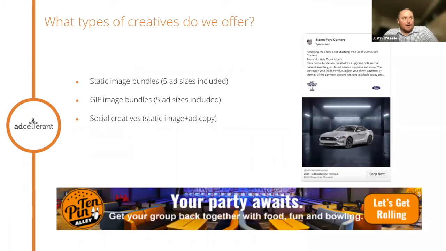So what types of creatives do we offer? We offer 3 different types of bundles at this particular point. Static image bundles, which include 5 different ad sizes that are good for programmatic campaigns. We also offer those 5 ad sizes in GIF images. And they also have the ability to do social creatives. As you can see, here are some examples of creatives we've put together. This is a static image, 720 by 90, pretty standard for programmatic. Here's an example of a social creative.